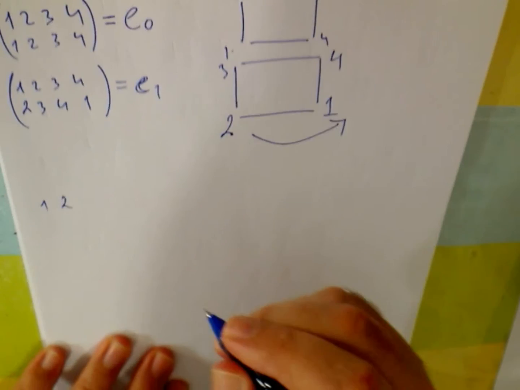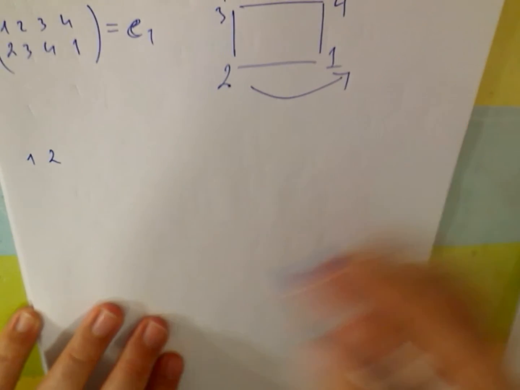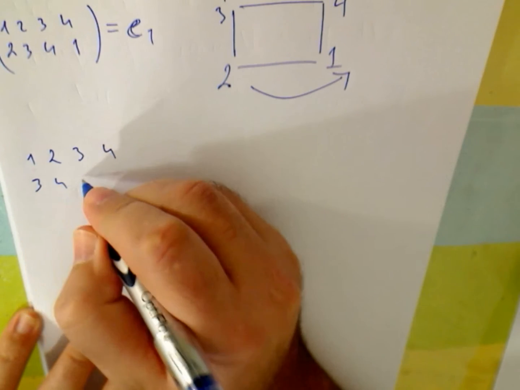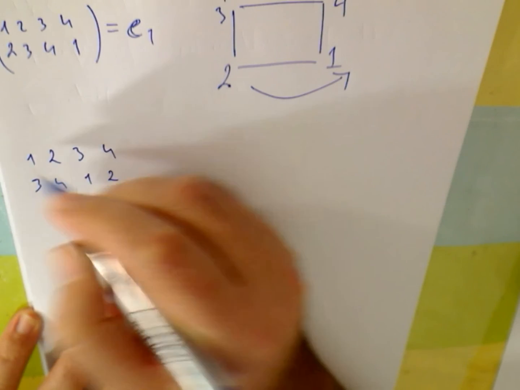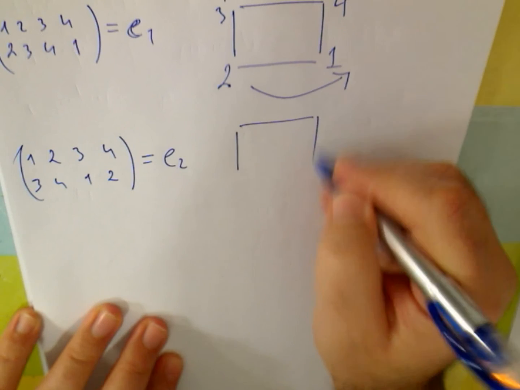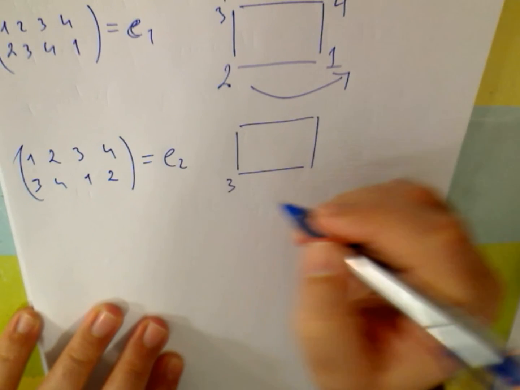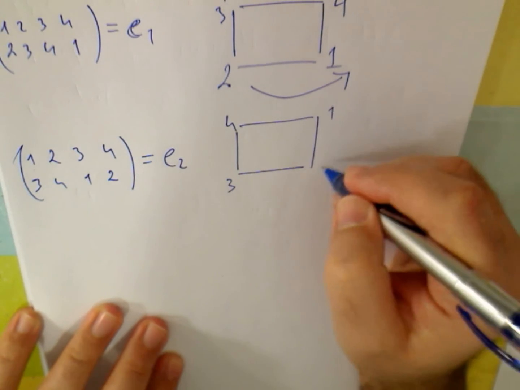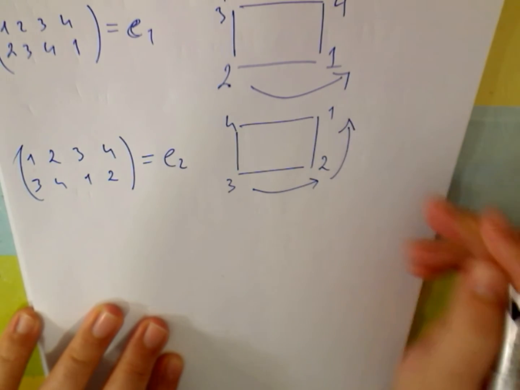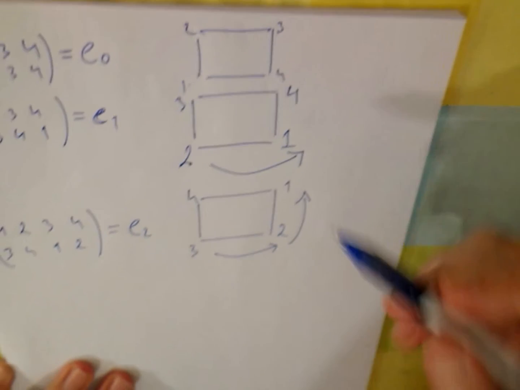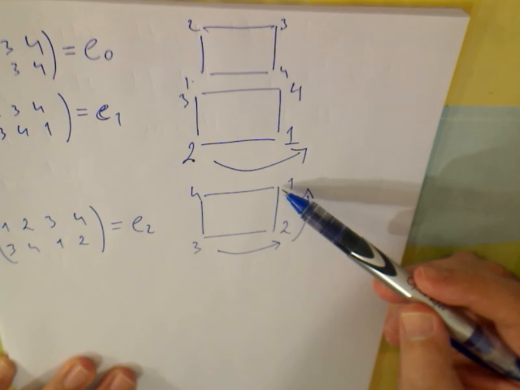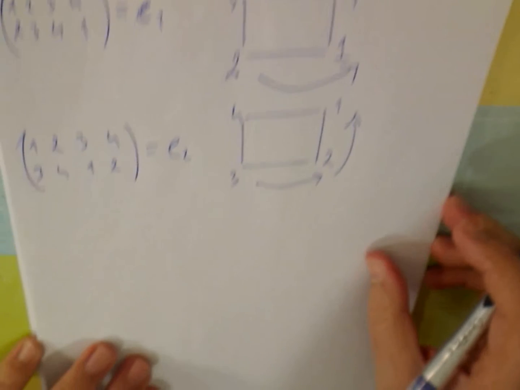Now 1, 2, 3, 4 goes to 3, 4, 1, 2. That will be the second rotation. 3, 4, 1, 2. One rotation and another rotation. Looking at the first, you see 1 went to 3. So there was a composition of rotations here.